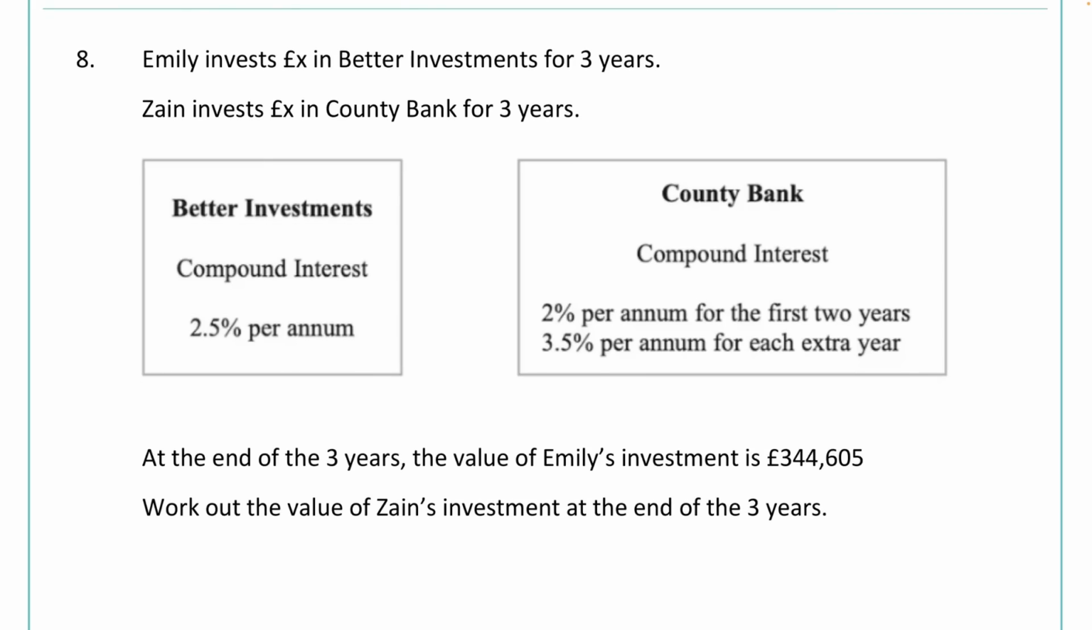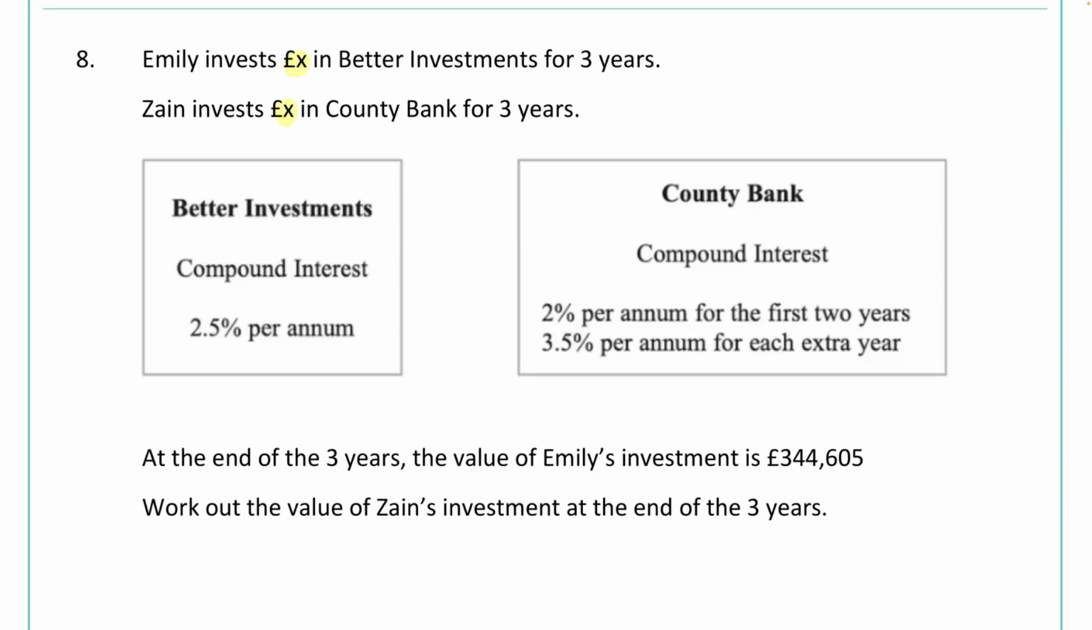Okay, so question 8 says Emily invests X pounds in Better Investments for 3 years. Zane invests X pounds in County Bank for 3 years. So straight away, because it says X for both of these, it means that they invest the same amount of money. We then have the two separate banks, and it says at the end of the 3 years, the value of Emily's investment is £344,605. Work out the value of Zane's investment at the end of 3 years.